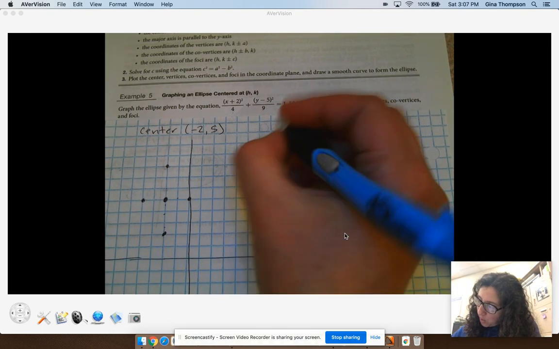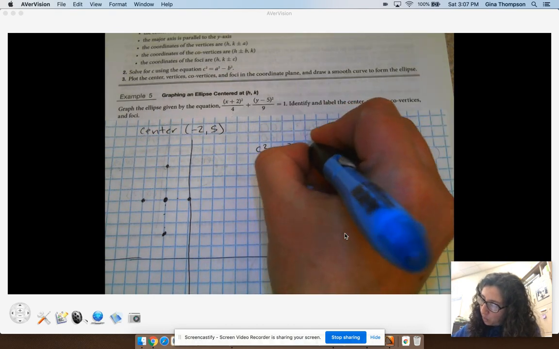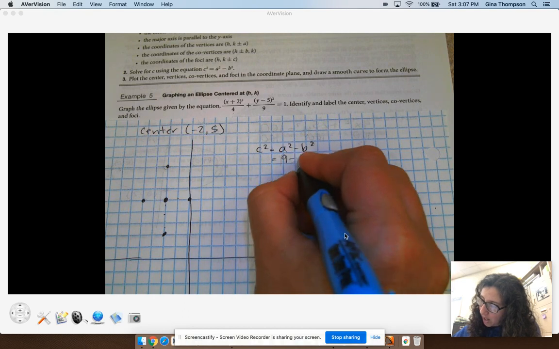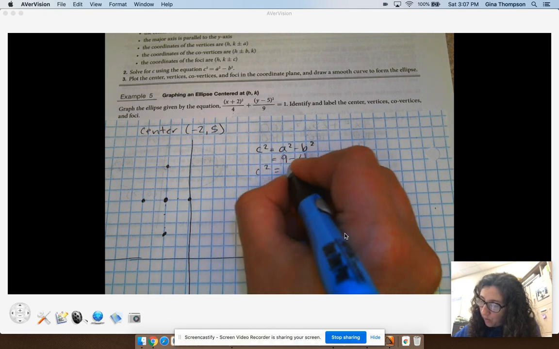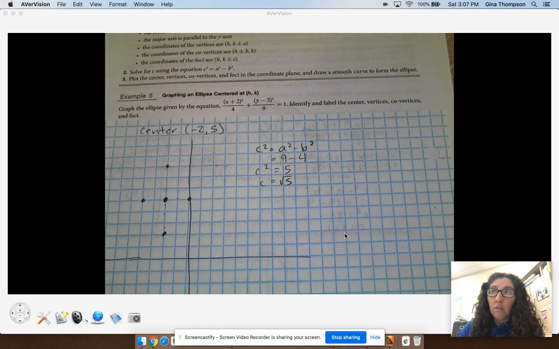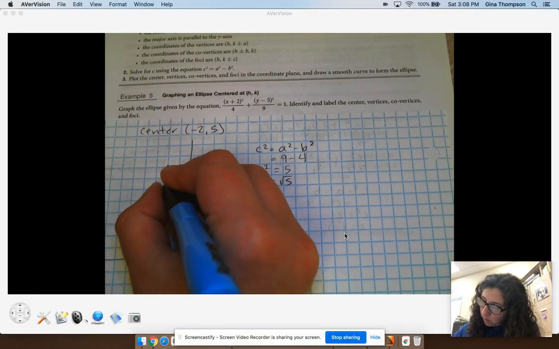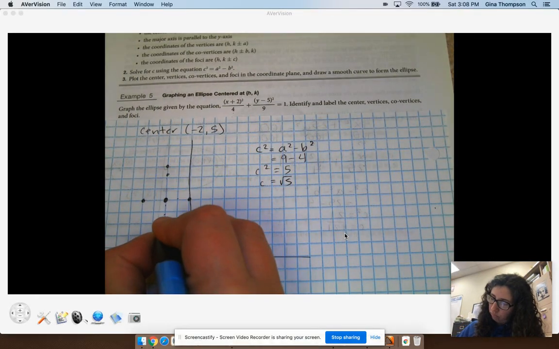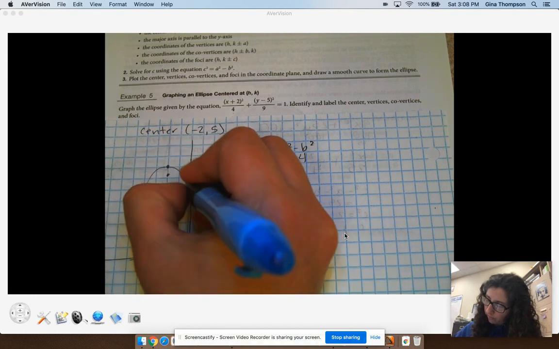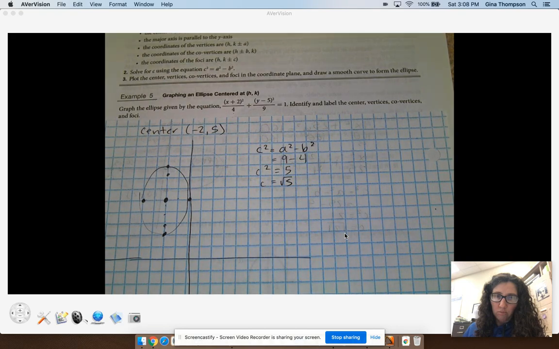And let's see, we still don't know our c squared, or what our c is. So c squared equals a squared minus b squared. So that's going to be 9 minus 4. So c squared equals 5, and c is the square root of 5. So that's going to be a little bit bigger than 2 along the major axis. So like here and here. And we could label all those if we wanted to. Let's not take the time. I bet you can do that, right?